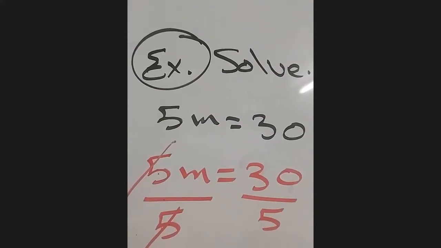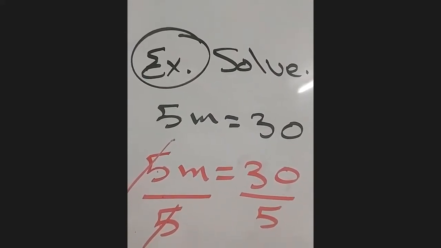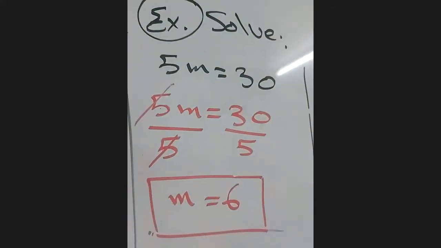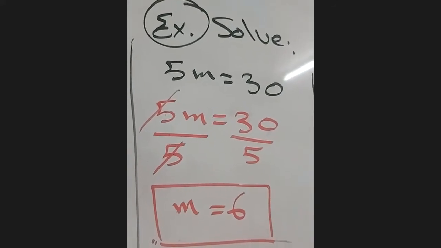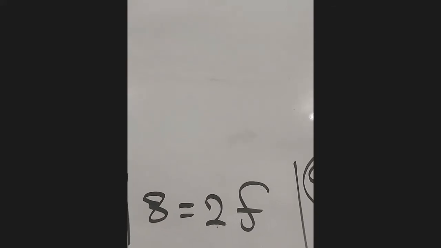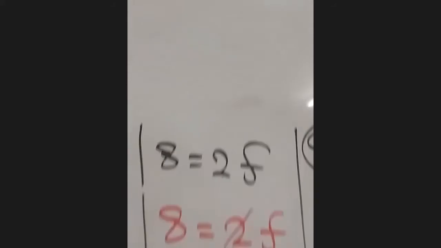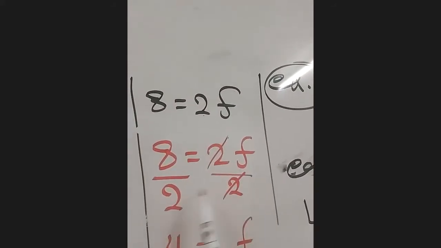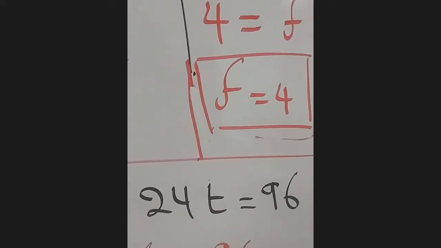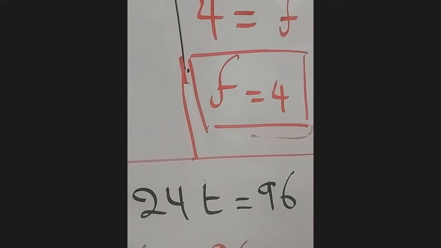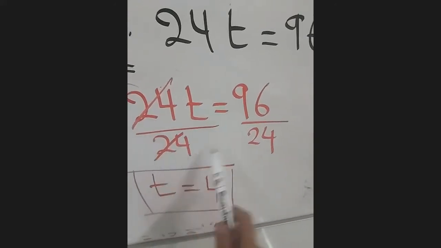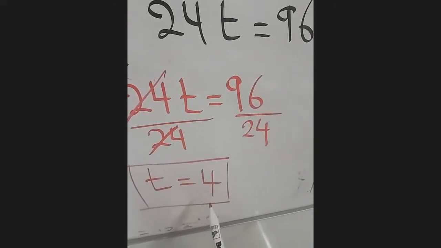Is it difficult? No. And the answer will be 6. 30 divided by 5, and the two 5s are gone. Got it? Good. Here, where is the coefficient? The coefficient is 2. So you divide by 2 on both sides like this. Yes. Here, where is the coefficient? 24. So you divide by 24 on both sides, like this. These are gone, and here you make long division. The answer is 4. Got it?